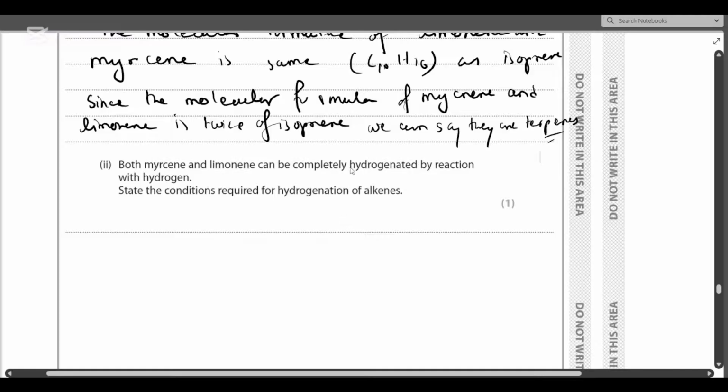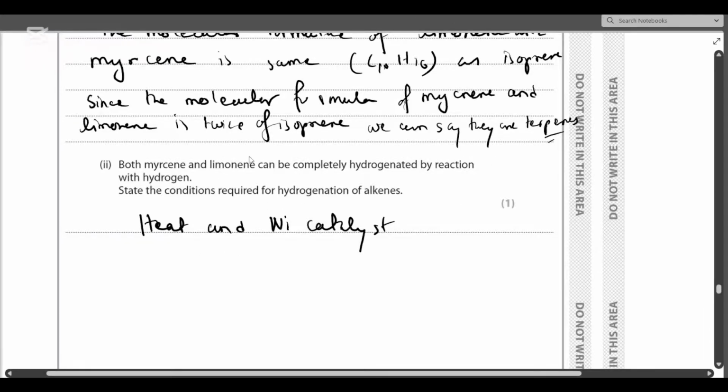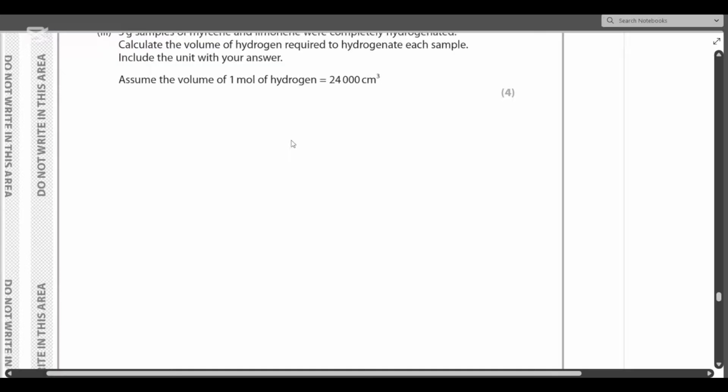State the conditions required for the hydrogenation of alkenes. Now remember, the only condition that you will require, and it's also provided in our S level course, which you have studied previously, is heat and a nickel catalyst in order to speed up this hydrogenation reaction. These are the main conditions for hydrogenation of alkenes.